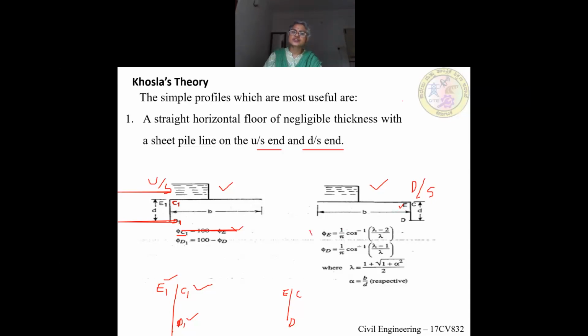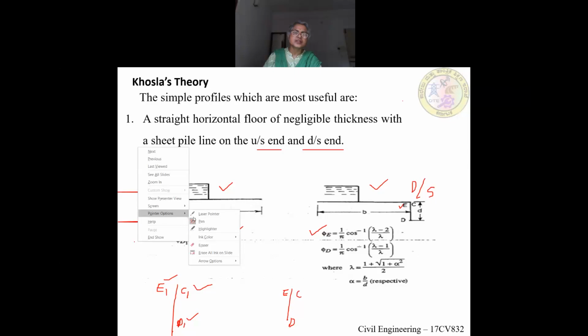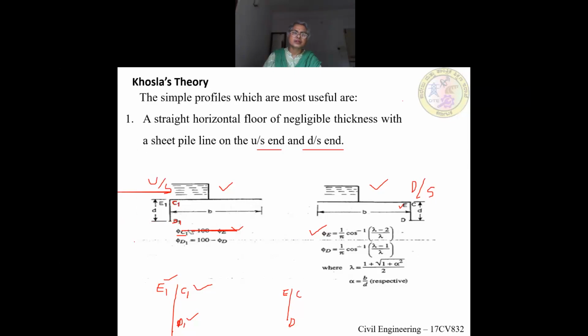So first thing is you have to determine phi E, and phi C1 can be obtained by subtracting. Phi E is what you'll find out first by using this formula. What is this formula for phi E? It is 1 by pi cos inverse of lambda minus 2 divided by lambda. There's an expression for lambda, I'll come to it later on. So for this point, it is minus 2.